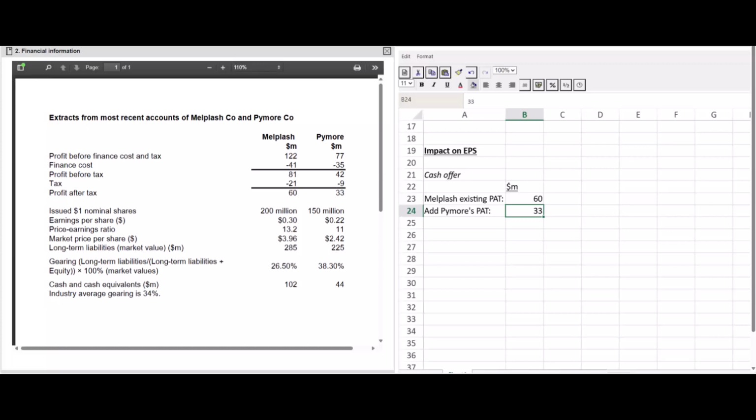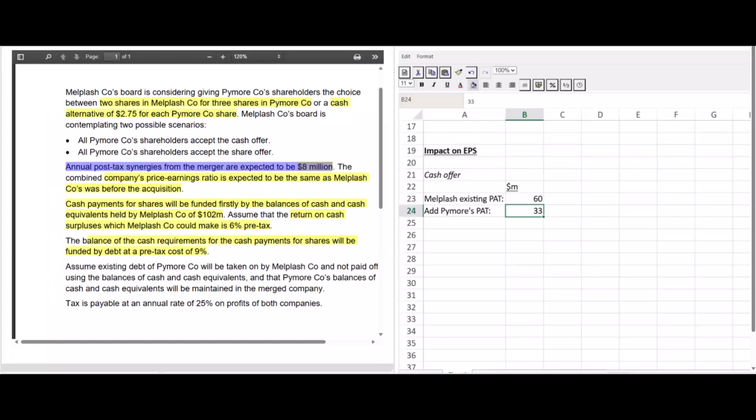Then also we're going to generate some synergy. Do you remember it told us in the other exhibit? Annual post-tax synergies from the merger are expected to be $8 million. Now, if they were pre-tax, we would need to tax them, but they're already post-tax. So thank you very much. That's great. So we can include that. So synergy, we're going to include as 8 million in there as well. So this is all looking good so far.